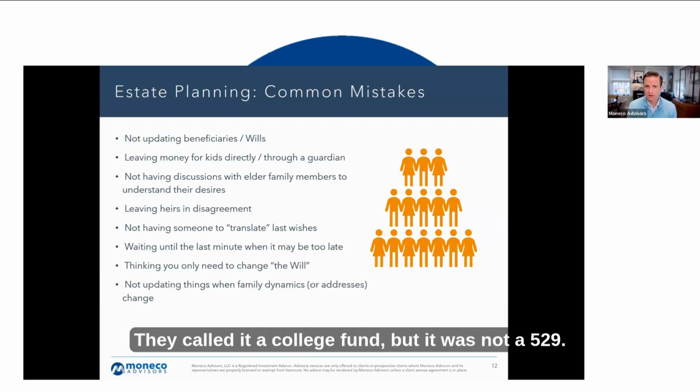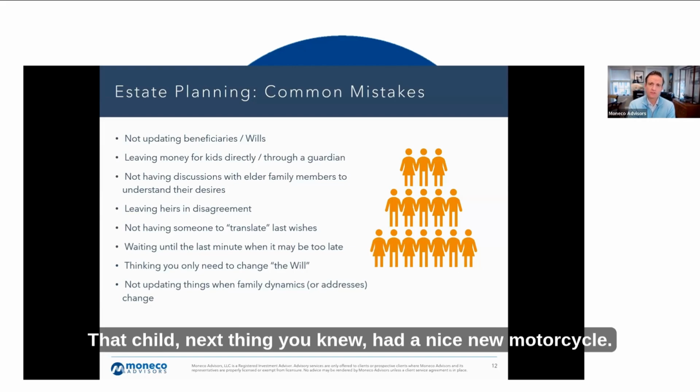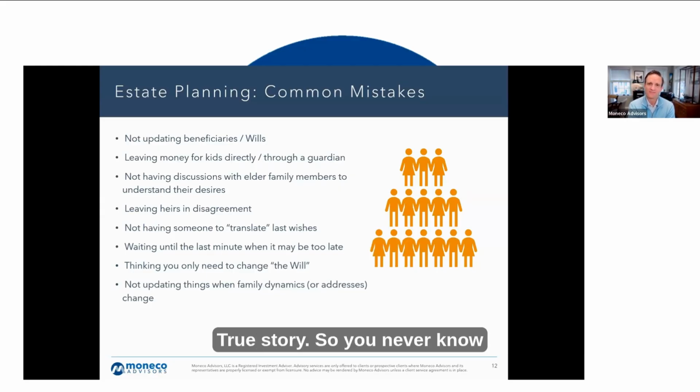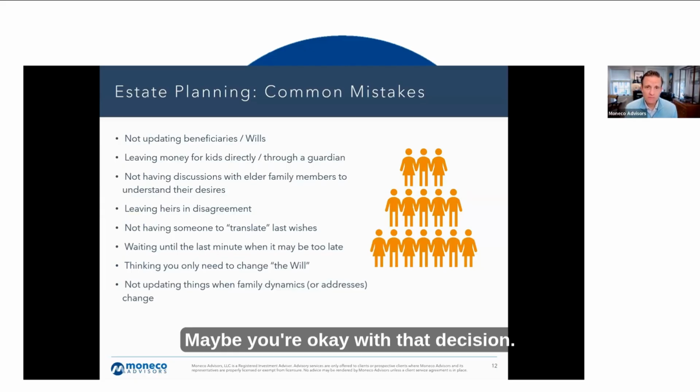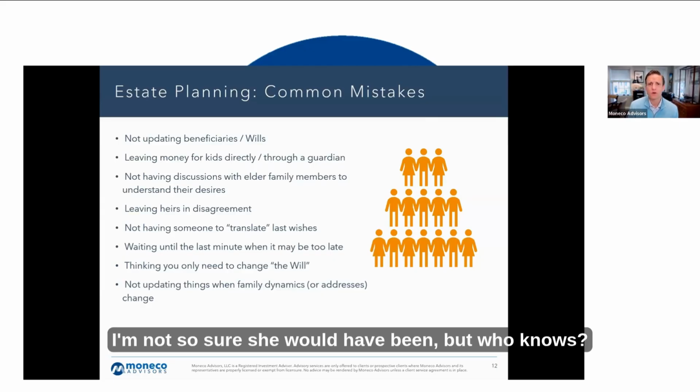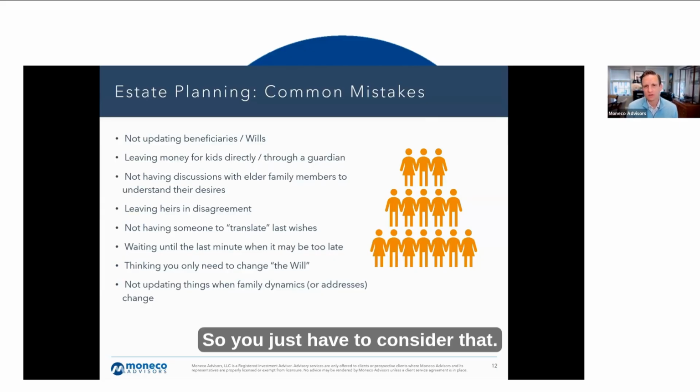They called it a college fund, but it was not a 529. It was not a college specific fund. That child, next thing you knew, had a nice new motorcycle. True story. So you never know what's going to happen when you're gifting money directly to kids. Maybe you're okay with that decision. Knowing this grandmother, I'm not so sure she would have been, but who knows? So you just have to consider that.